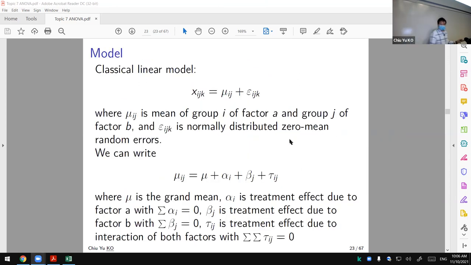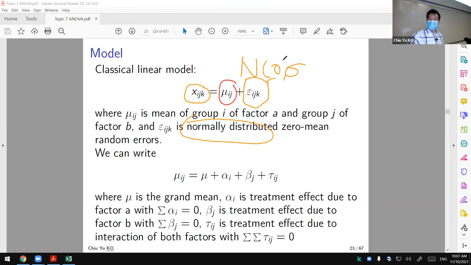The model, you can see, is very similar to what we have seen. Basically, each observation is the sum of two terms. This is a constant term, and this is a variable term. The mu ij is something constant, but we don't know where it is. The variable term is normally distributed, normal with zero mean and sigma squared variance.